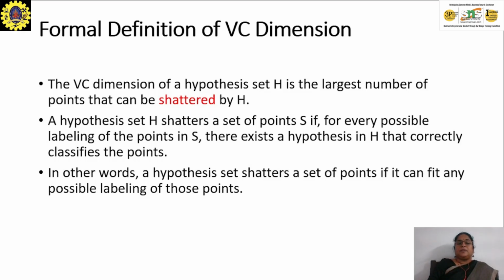The formal definition of VC dimension: for a hypothesis set H, it is the largest number of points that can be shattered by H. A hypothesis set H shatters a set of points S if, for every possible labeling of the points in S, there exists a hypothesis in H that correctly classifies the points. In other words, a hypothesis set shatters a set of points if it can fit any possible labeling of those points. So we have understood the concept and the formal definition of VC dimension.